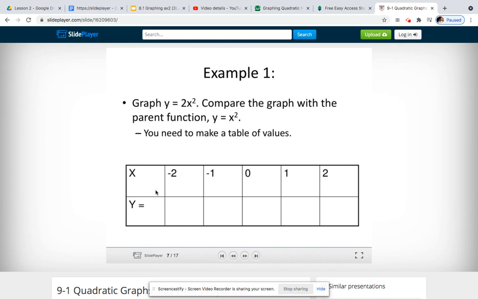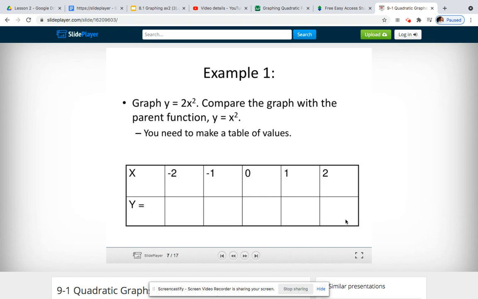So the first step when you're looking at a parabola or a quadratic function is that you're going to create your x's: -2, -1, 0, 1, 2. Keep in mind that you could really choose any number, but these are just nice numbers. And then you just plug them into your equation and you solve. So if we're looking at y equals 2x squared, then you plug in -2. -2 times -2 is 4. 4 times 2 is 8, and you just go through that process.